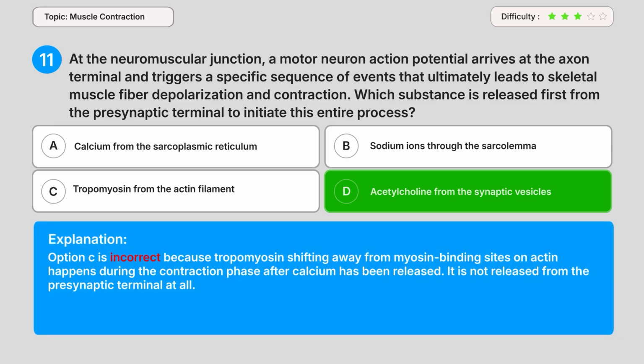Option C is incorrect because tropomyosin shifting away from myosin binding sites on actin happens during the contraction phase after calcium has been released. It is not released from the presynaptic terminal at all.